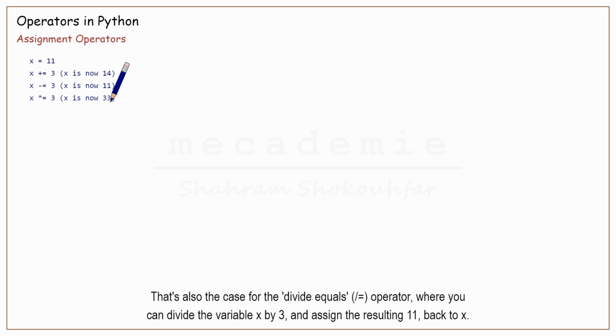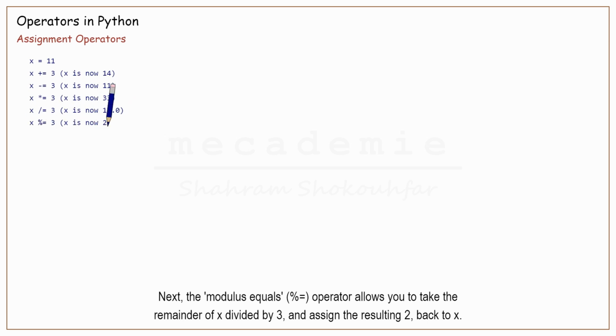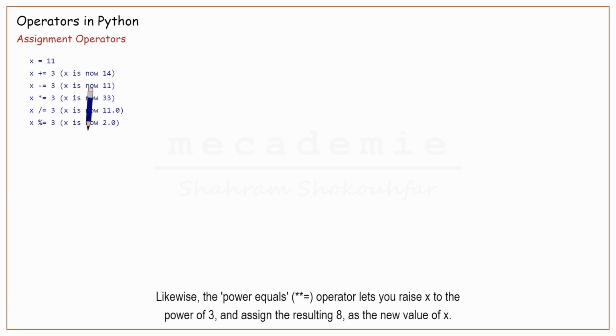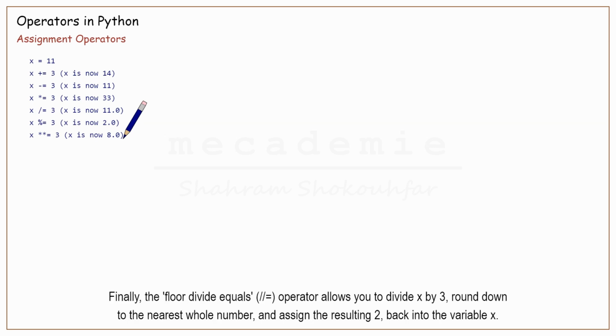That's also the case for the divide equals operator, where you can divide the variable x by 3 and assign the resulting 11 back to x. Next, the modulus equals operator allows you to take the remainder of x divided by 3 and assign the resulting 2 back to x. Likewise, the power equals operator lets you raise x to the power of 3 and assign the resulting 8 as the new value of x. Finally, the floor divide equals operator allows you to divide x by 3, round down to the nearest whole number, and assign the resulting 2 back into the variable x.